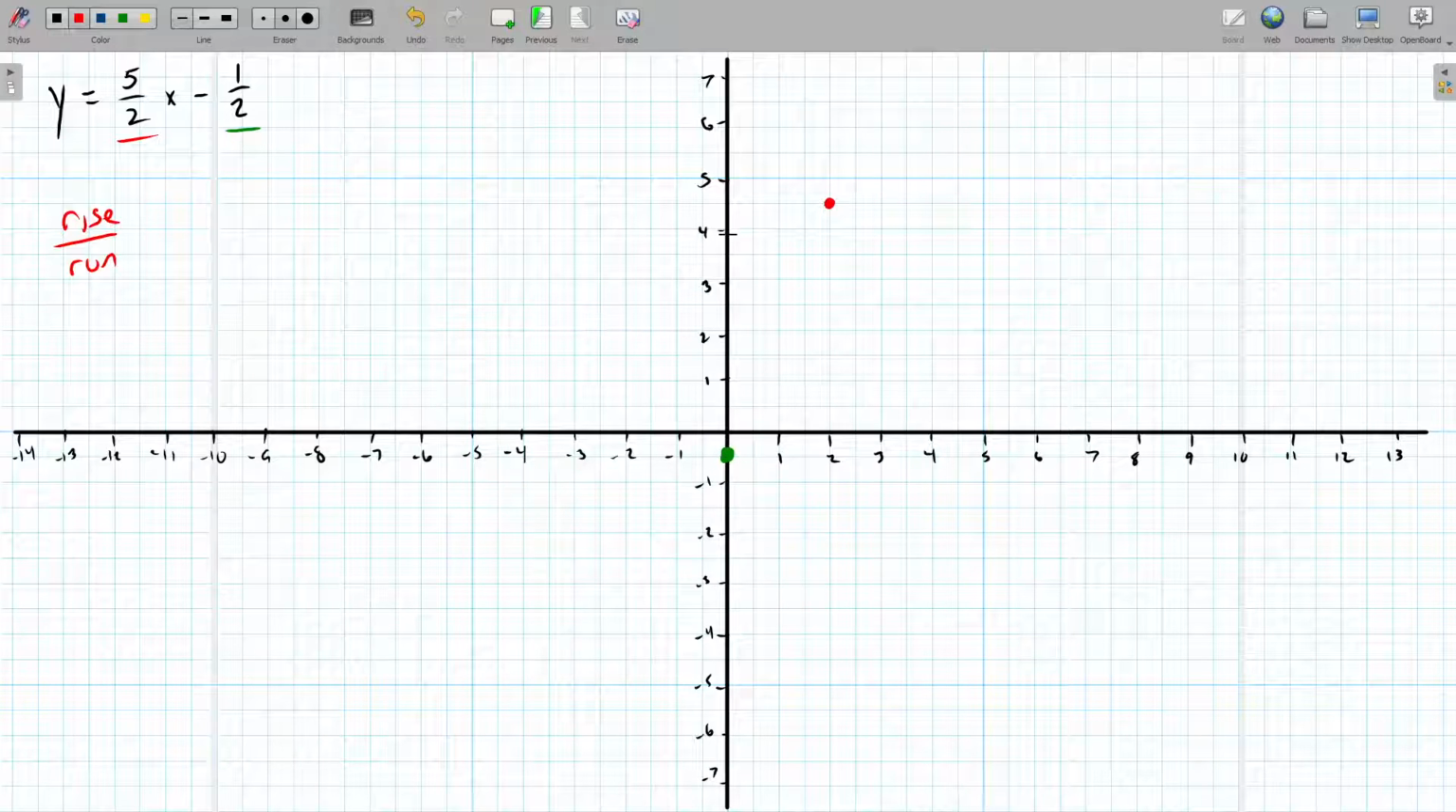Right? Instead of going up 5, we're going to go down 5, right? We're doing the opposite. So down 1, 2, 3, 4, 5. And then instead of going right 2, we're going to do the opposite and go left 2. 1, 2. All right, so we have 3 points now, and 3 points is more than enough to make our sketch of this linear equation.